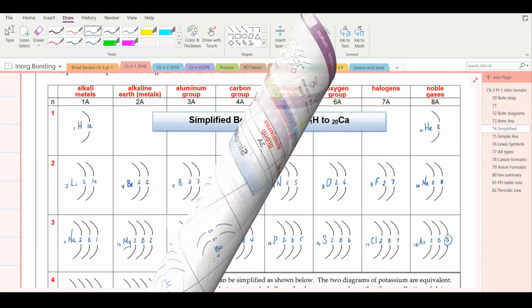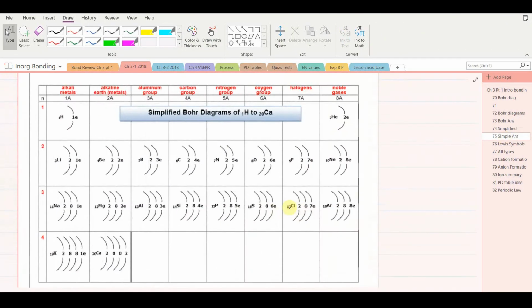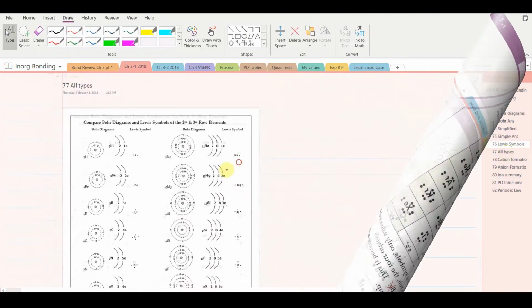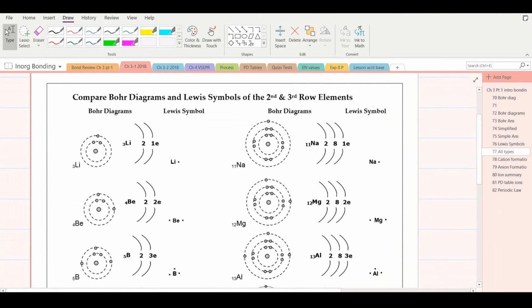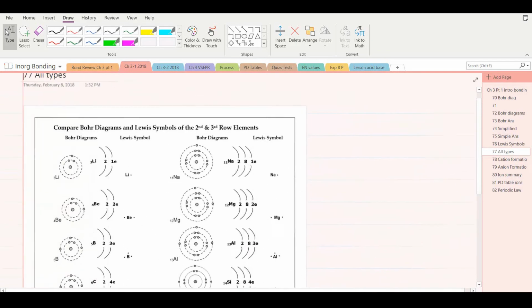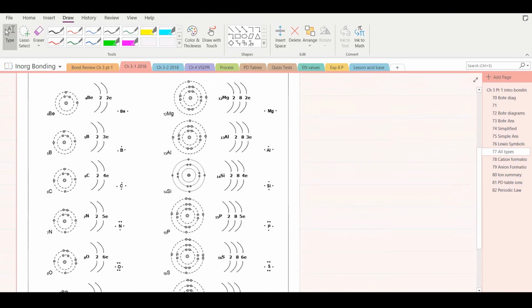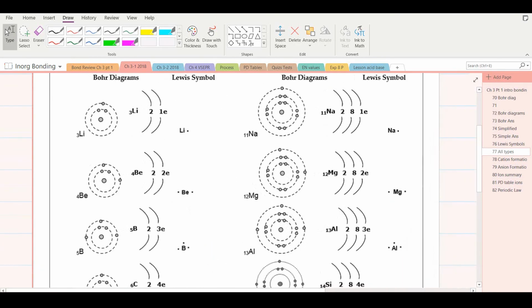Page 75 has the answers to these simplified Bohr diagrams. So here I've drawn the Bohr diagram and the simplified Bohr diagram and the Lewis symbols for the first 20 elements, at least as many as I could fit on the page, just to compare. So take a look at one.